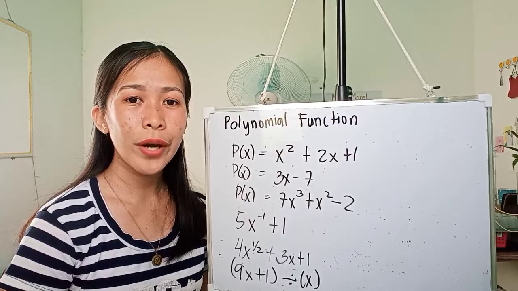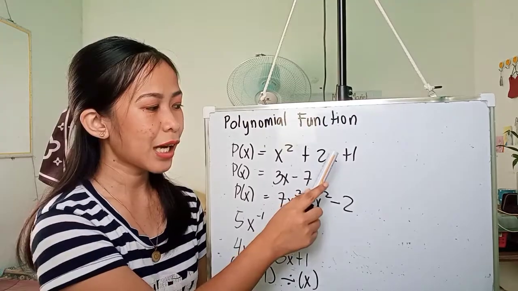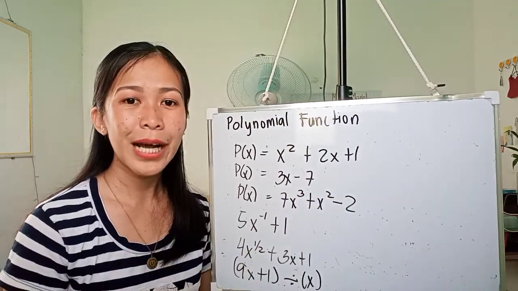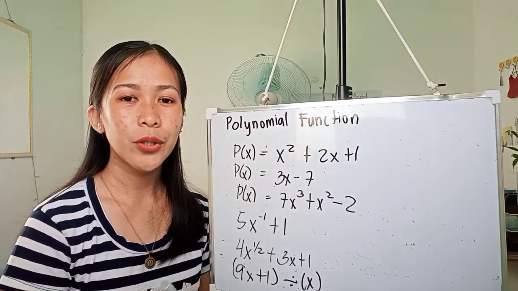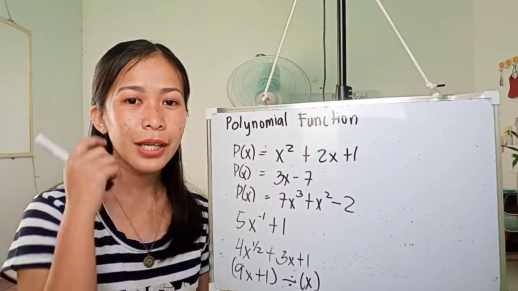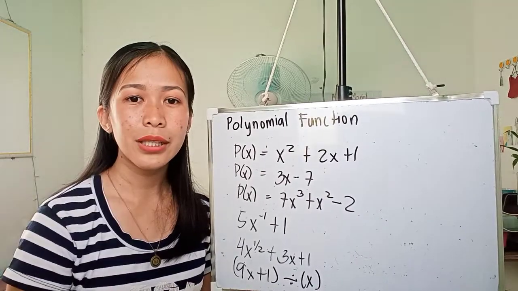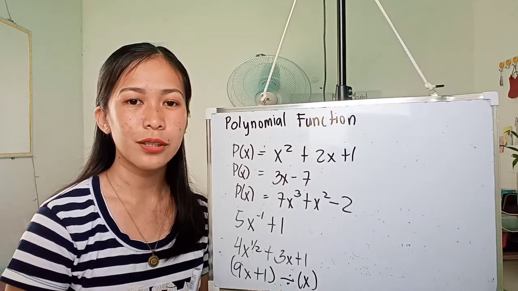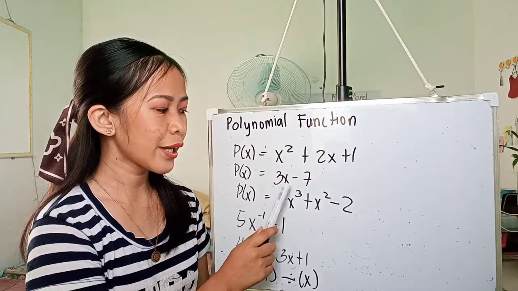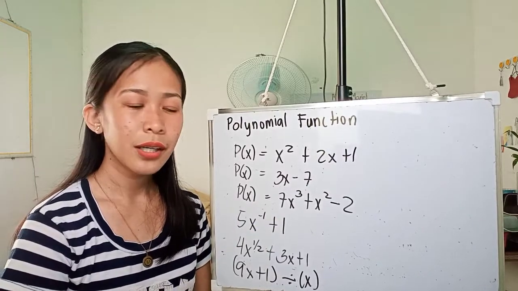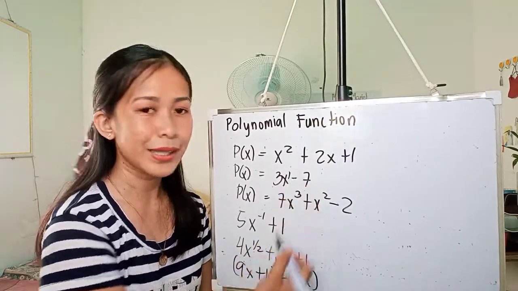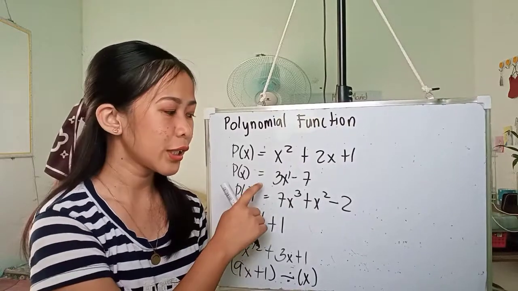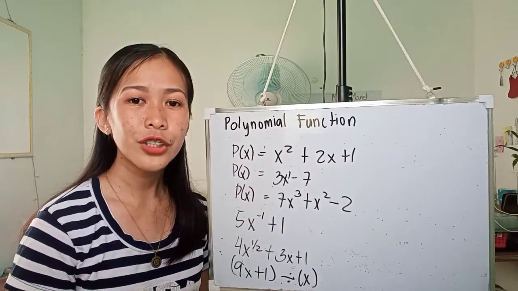This is also a polynomial function. Pinagsama-samang mga monomial. Diba? Remember the monomial, binomial, trinomial, okay? So, remember a polynomial is ito yung pinagsama-samang monomial or an algebraic expression. Okay? So, 3x minus 7, the highest degree is of course 1. Tama? Therefore, this is a linear function.